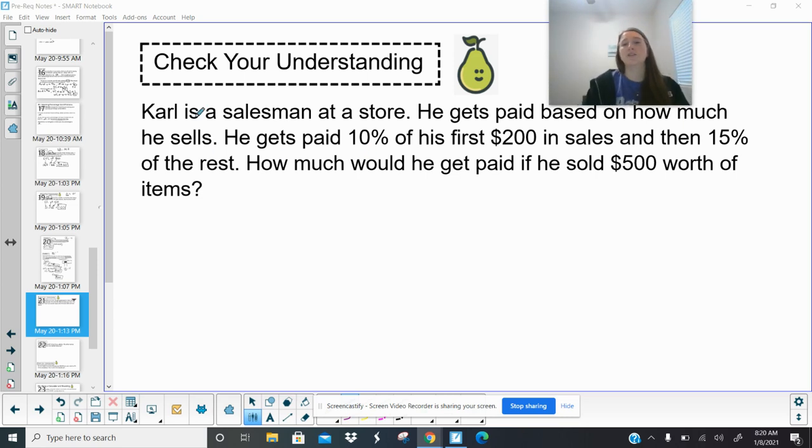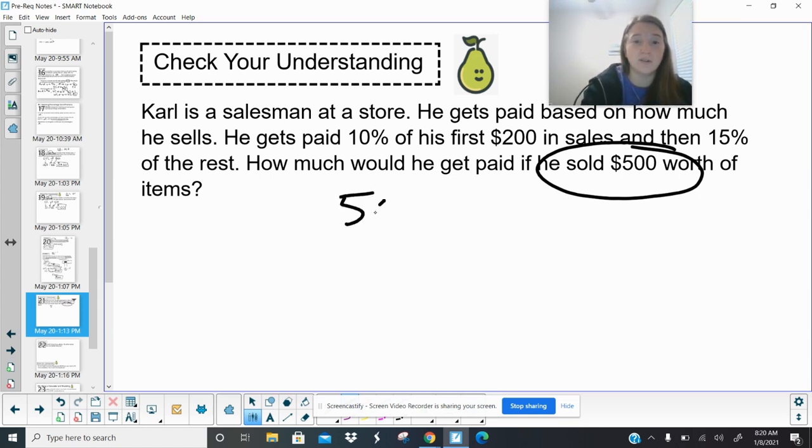So Carl is a salesman at a store. He gets paid based on how much he sells. He gets paid 10% of his first, hey, this looks the same. 10% of his first 200 in sales, and then 15% of the rest. How much would he get paid if he sold $500 worth of items? So once again, I'll give you a little setup here for how we're going to do this later. 500 is all he sold. He gets paid a chunk of the first 200, and it says 10% of that. And then what's the rest?